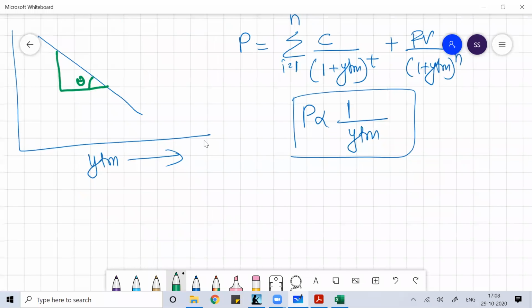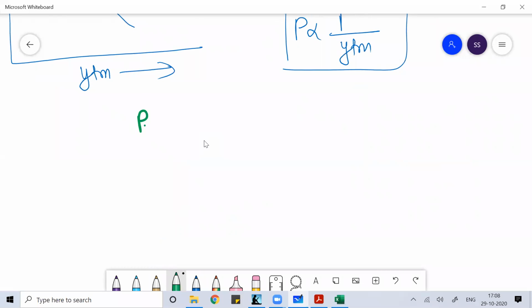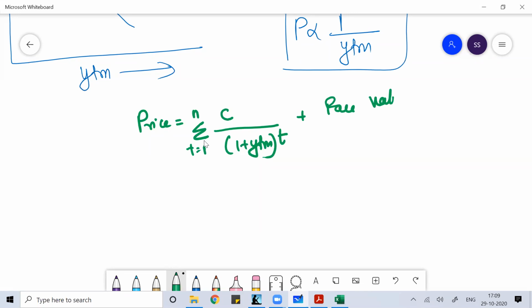So when we see the price of the bond formula, that is nothing but coupon divided by 1 plus YTM to the power t, where t is from 1 to n, plus the face value divided by 1 plus YTM to the power n.